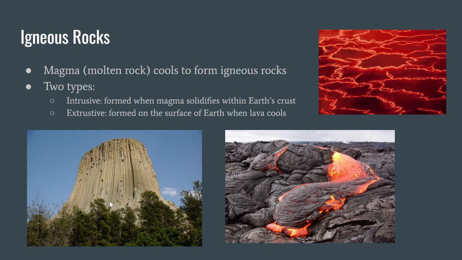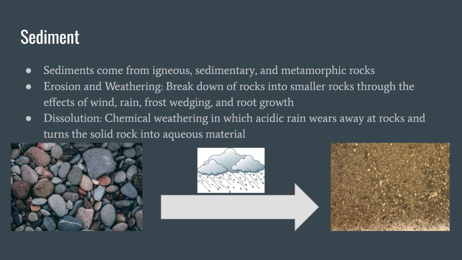So over here we have Devil's Tower, and this is formed when magma solidified within Earth's crust, but the crust that it solidified within has eroded away, which reveals the structure. And then on the right, we have magma cooling, and these areas where it's black show where this magma has cooled and solidified.